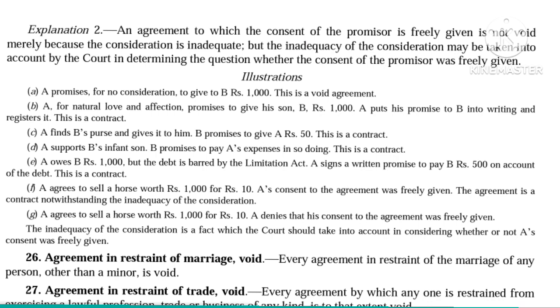So if A signs a written promise to pay B rupees 500 on account of the debt, this is a contract. The agreement may be without consideration, but it is not void since it is a promise to pay a certain debt of which the creditor might have enforced payment but for the law of the limitation of suits. Since the debt was barred by the limitation, the creditor could not enforce the payment, and the debtor makes a promise to pay the creditor a certain amount of the debt. So they enter into an agreement. The agreement is not void though it is without consideration.